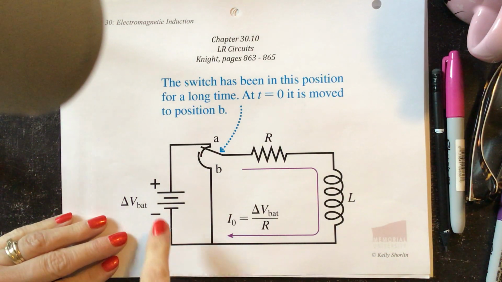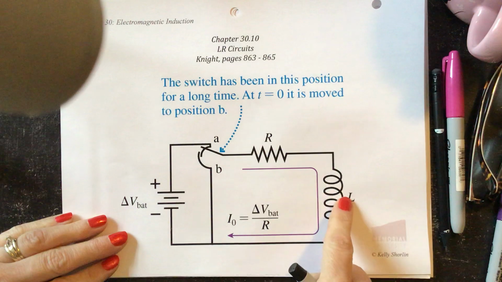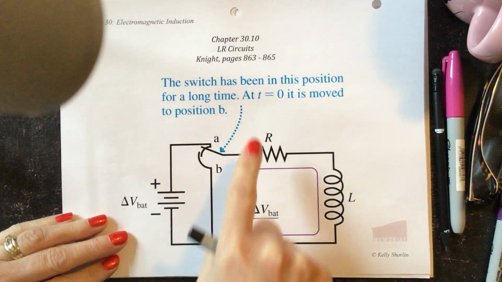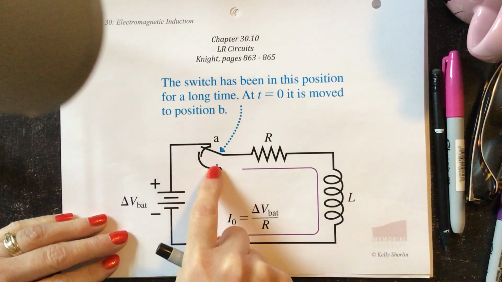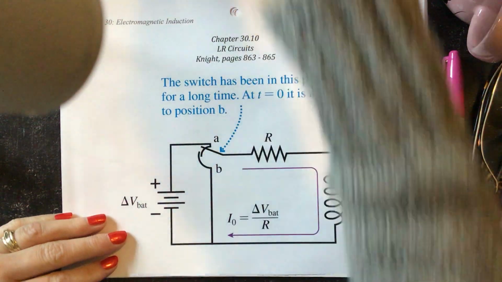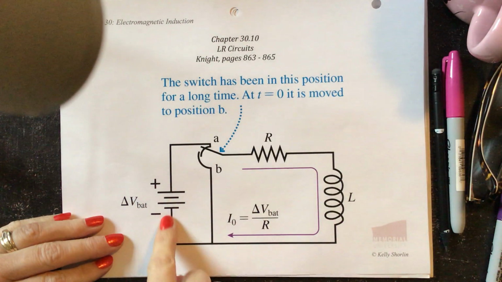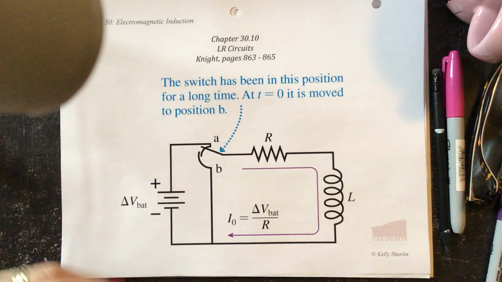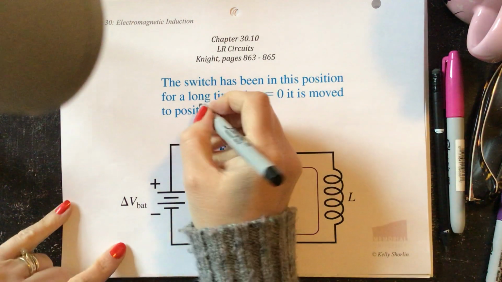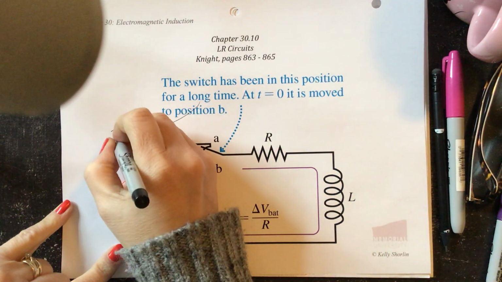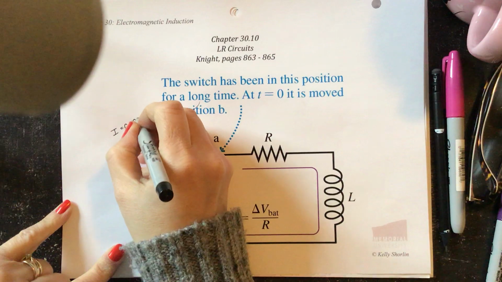So let's say we have a circuit with a battery, a resistor, an inductor, and a switch. The switch has been in position A for a long time. So if this is the case, what's happening in the circuit? If the switch has been in position for a long time, it means that current is constant.